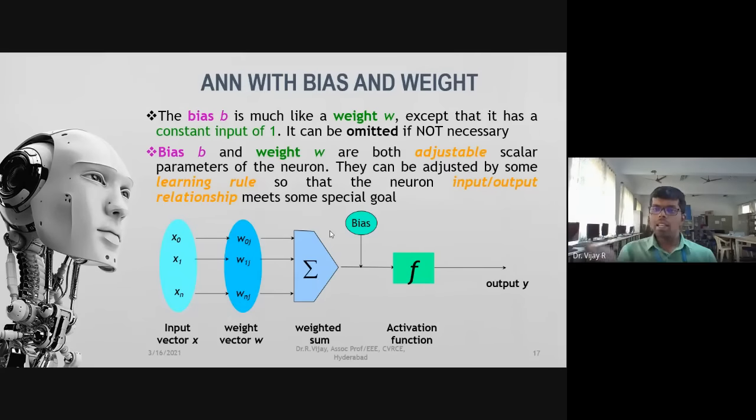Bias is nothing but a weight, except it is a constant input, and it can be omitted if it is not necessary. If no emergency work comes to me, I can simply continue my day-to-day work. I've already given some weightage: after coming from the walk, I need to study this particular subject, this power system subject. Already, weightage is given to every work. So bias is nothing but emergency work. Emergency work is given so that it bypasses the rest.